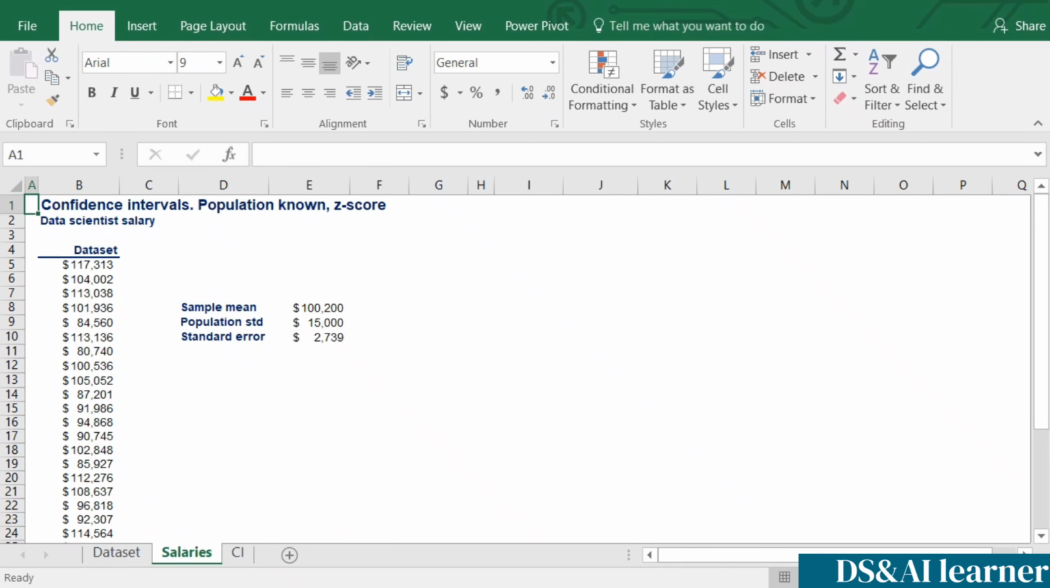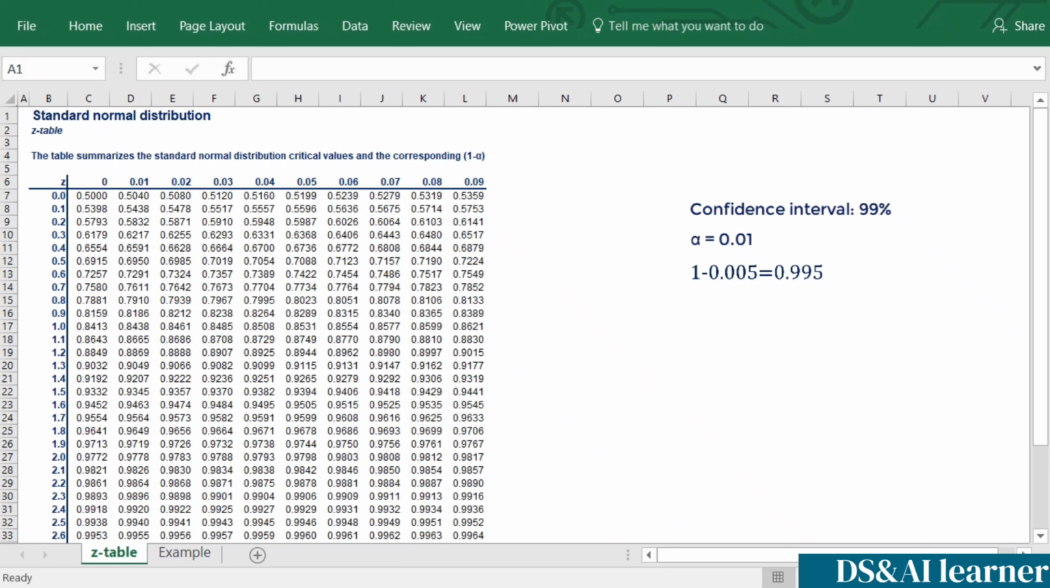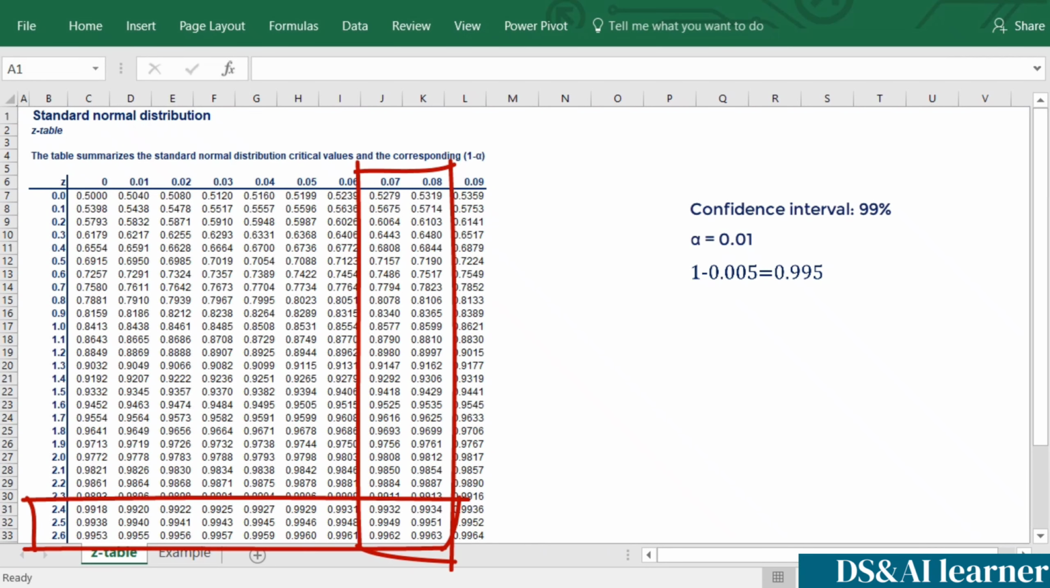Let's repeat the exercise using a higher confidence level. Say we want to be 99% certain of the outcome. Alpha is 0.01. We look at the table for the value of 1 minus 0.005, which is equal to 0.995. Bummer! There is no such value. When this happens, we just have to round to the nearest value available. The corresponding critical value is 2.5 plus 0.08, thus 2.58.